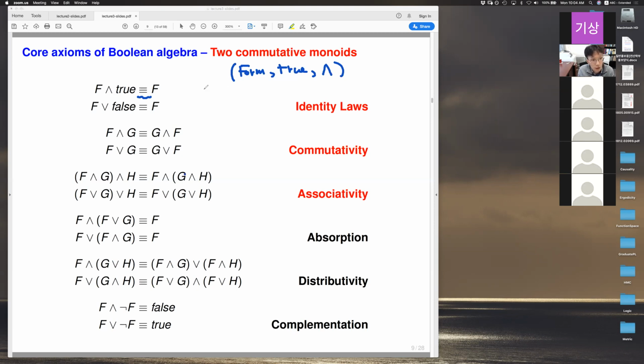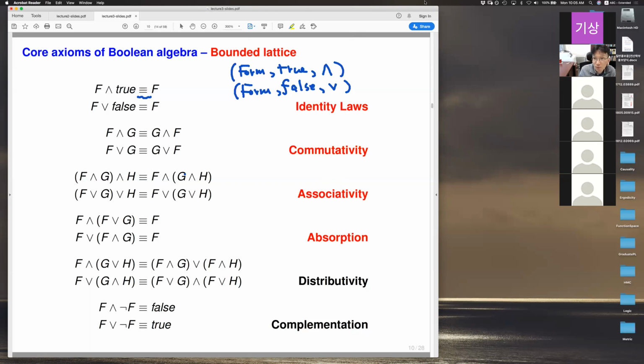The other three rules say that formulas have another commutative monoid, which is false and disjunction. So these three rules say we have two commutative monoids, but they don't tell us about the interaction between the two. That interaction is described by the next rules. If you satisfy all these four, that's called a bounded lattice. Although it's a bit hard to remember, this one really is important.